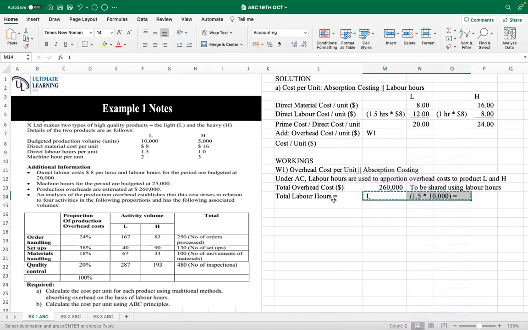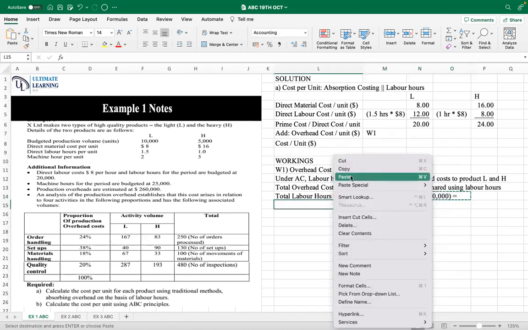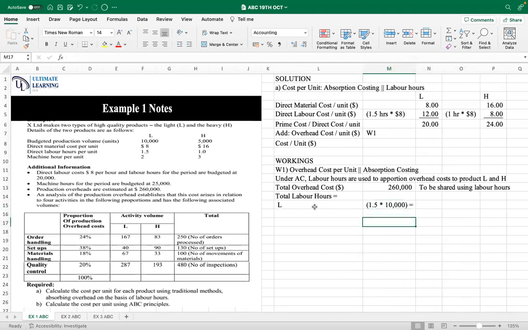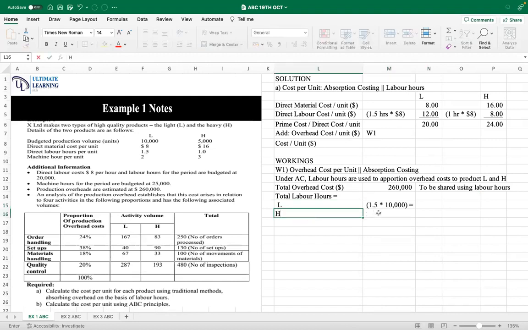Let me cut that and post it there. I think it is clearer if I post it there. So total labor hours for L is that. Total labor hours for H is 1 times the number of units of H, which is 5,000.